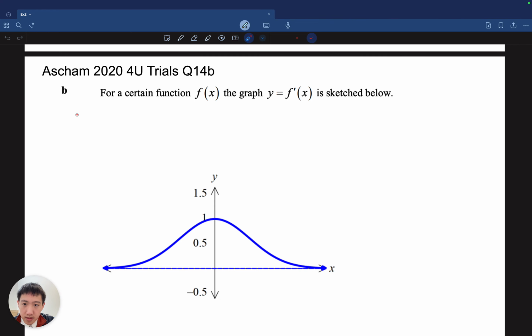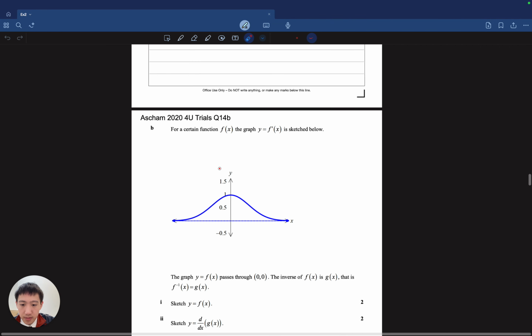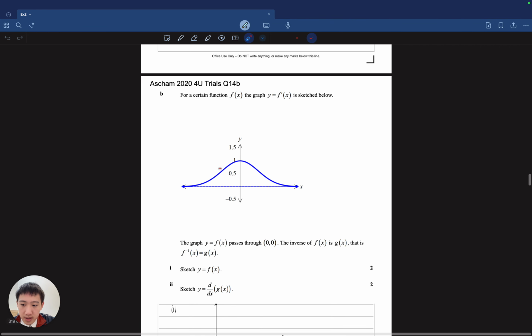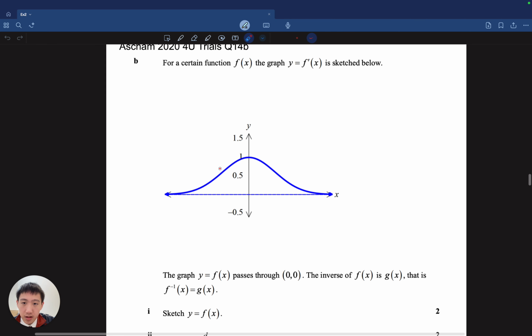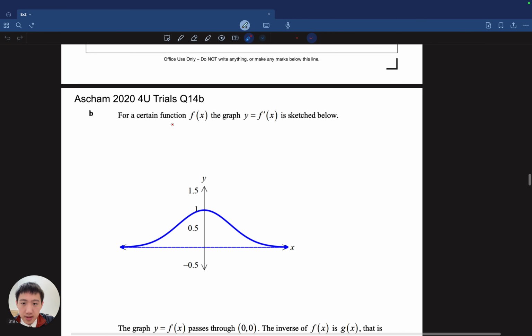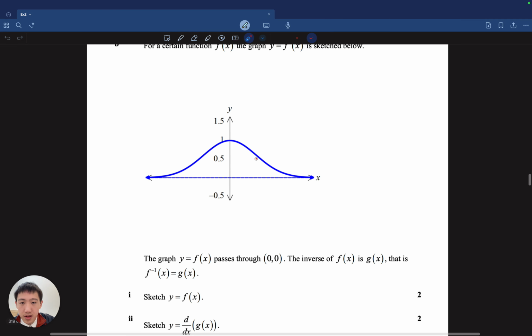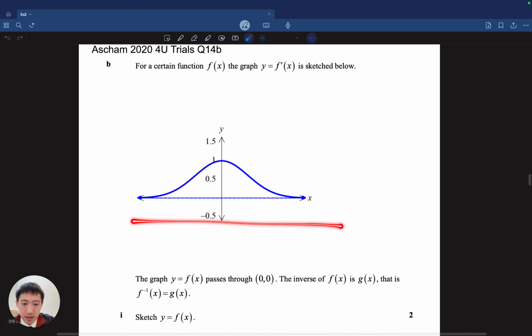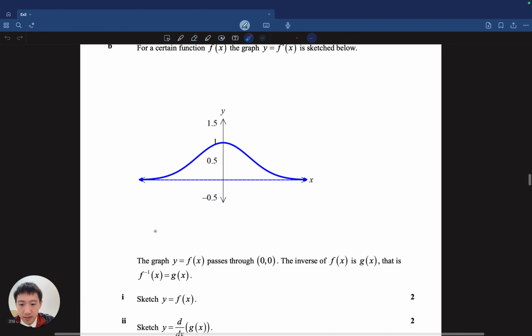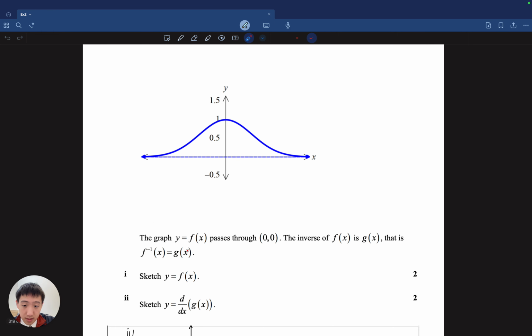At this Extension 2 question, you can pause the video to look at the question now. For a certain function f(x), the graph y = f'(x) is sketched below. This is the function's derivative, and we know that the graph passes through (0, 0).